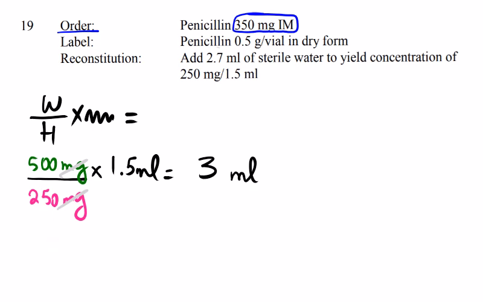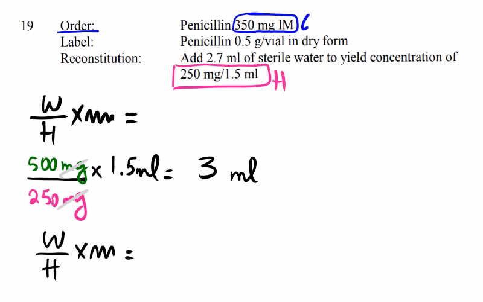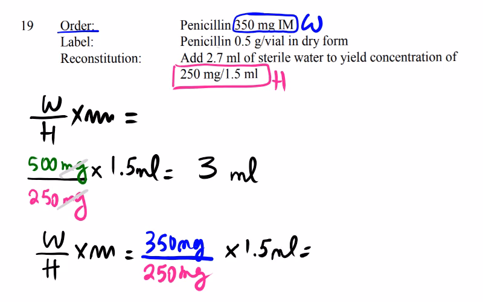And then the final bit will be about the patient. How much do we need to inject? So we would again look at our have as being always the final concentration, the simplified one. The want is what the patient is ordered. And so we go with the 350 milligrams order divided by the have, which is 250 milligrams, multiplied by the third number or volume, which is 1.5 mils.